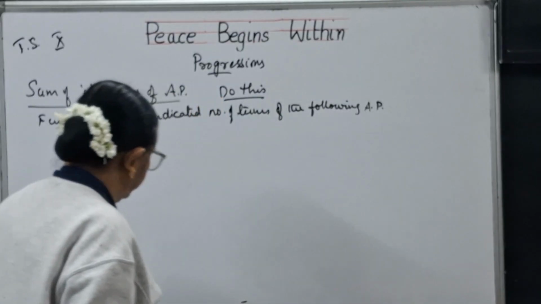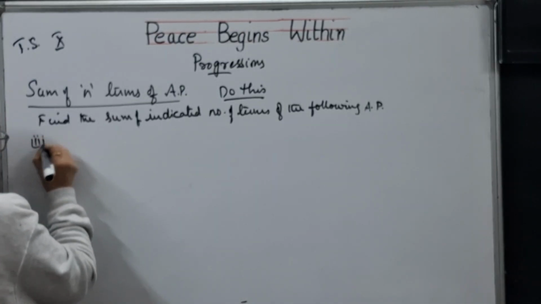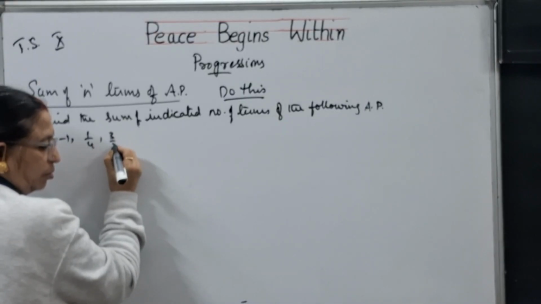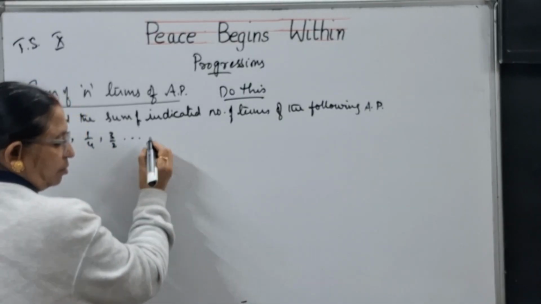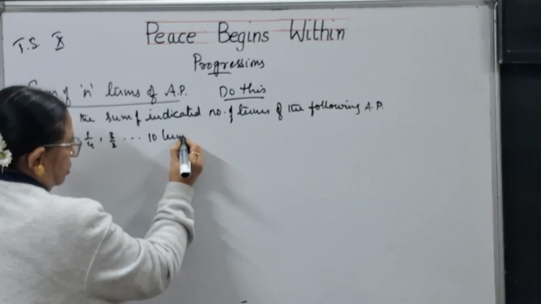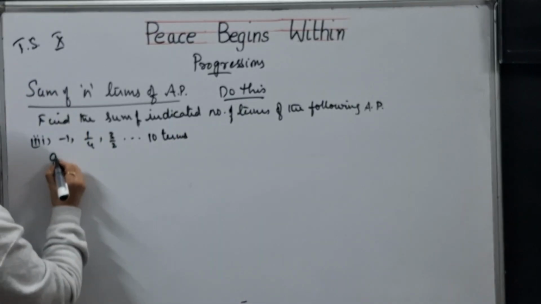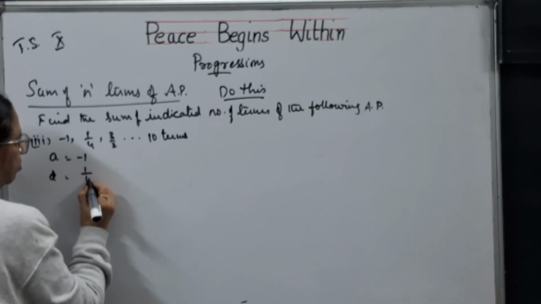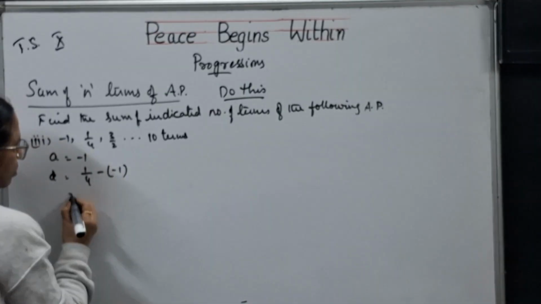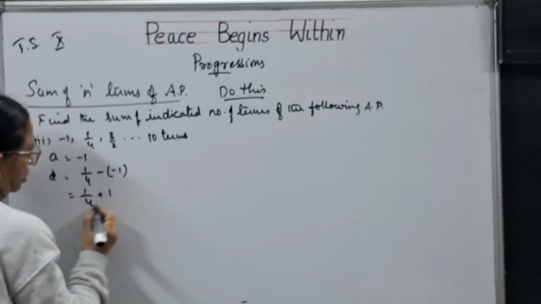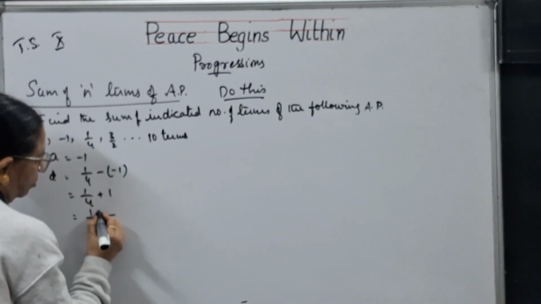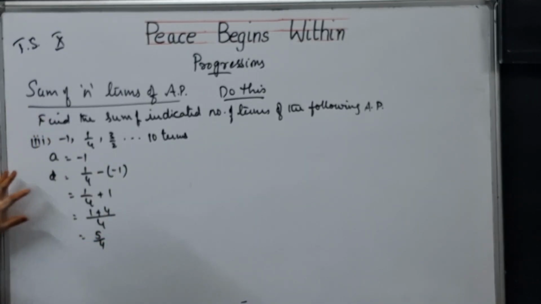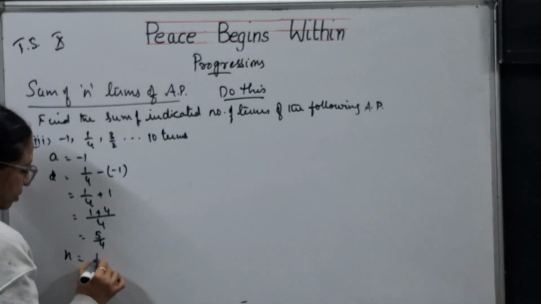Now the third bit, children. The third bit is minus 1, 1 by 4, 3 by 2, and so on. This is also up to 10 terms they have given. So A is minus 1 and D you have to find out. That is 1 by 4 minus of minus 1, 1 by 4 plus 1. So take LCM 4. 1 plus 4, that is 5 by 4. D is 5 by 4 and N is 10.